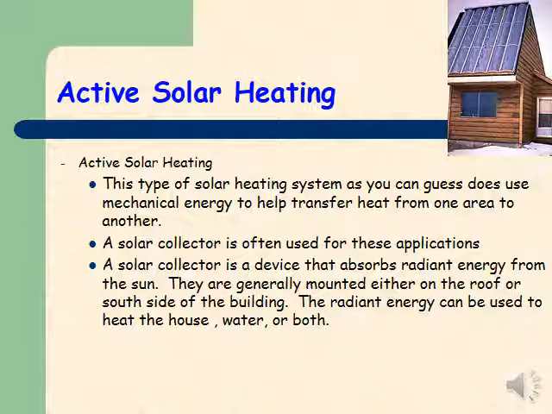Active solar heating. This type of solar heating system, as you can guess, uses mechanical energy to help transfer heat from one area to another. A solar collector is often used for these applications. A solar collector is a device that absorbs radiant energy from the sun. They are generally mounted either on the roof or south side of the building. The radiant energy can be used to heat the house, water, or both.